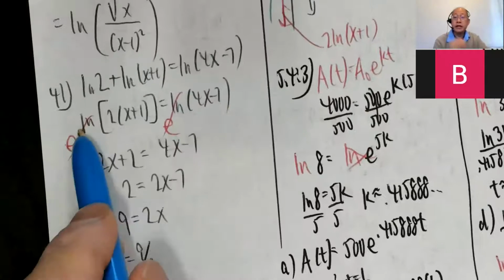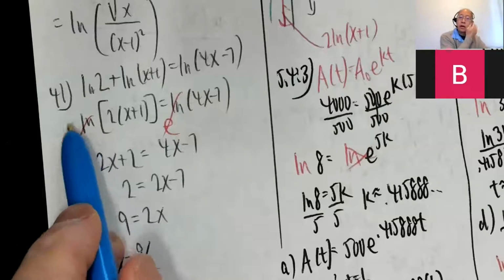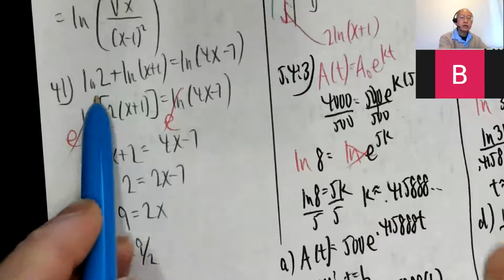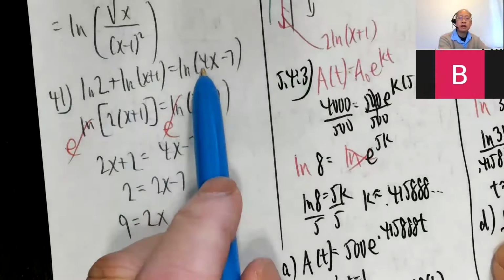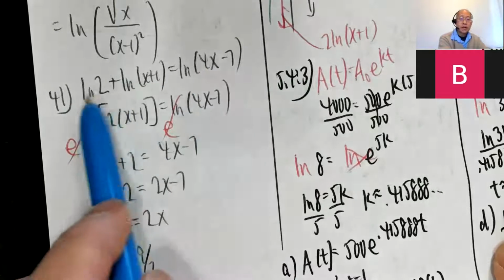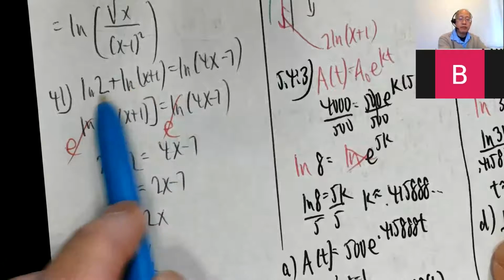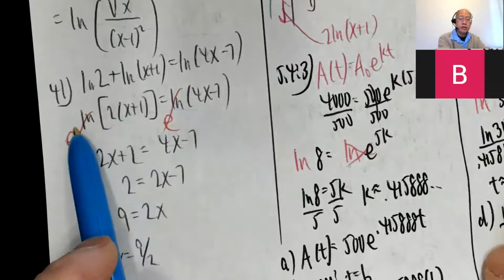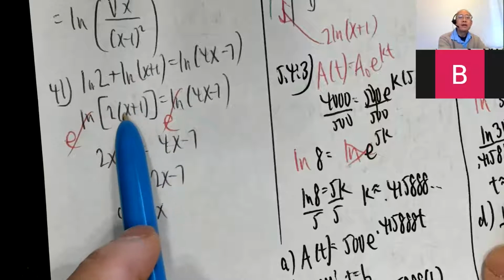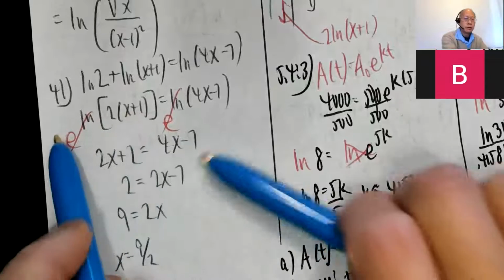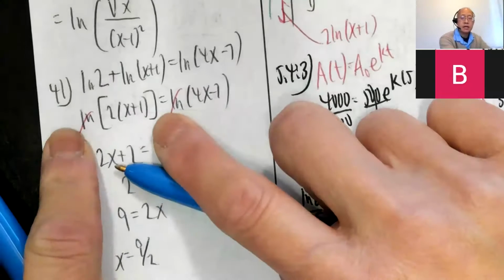Okay, then 41, and then I'll address the chat question. ln 2 plus ln x plus 1 equals ln 4x minus 7. Okay, there's a plus here. So ln of a plus ln b is ln of the product, a times b. So it's ln of 2 times x plus 1. Okay, so now it looks like this.